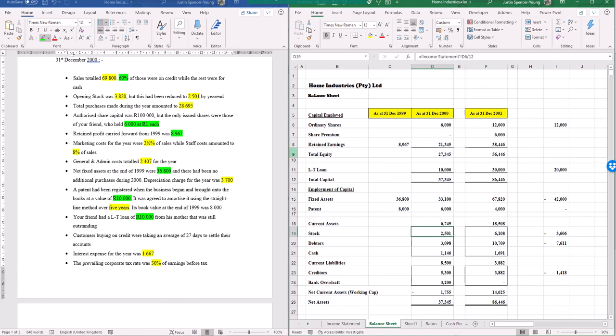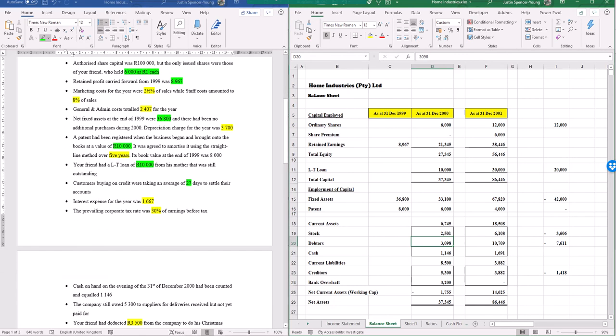Stock 2501. We've used that number already in our cost of sales calculation. Debtors. Okay, we've got to do a little calculation here. All right, so what's the nature of debtors? Here it says 60% of our sales are on credit. So we've got to take 60% of 69,800. That will get us our credit sales. We're going to divide that by 365, and then customers on credit are taking 27 days to pay us. All right, divide it by 365 and times it by 27, and you will get the debtors number.